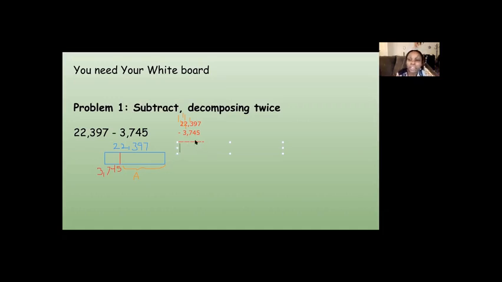So 7 minus 5 is 2. 9 minus 4 is 5. 13 minus 7 is 6. Good job, guys. Right? 11 minus 3 is 8. Good job. Right? And then we bring down the 1. So the answer is 18,652.